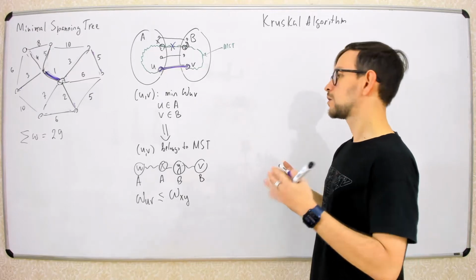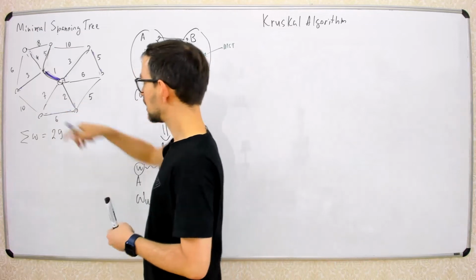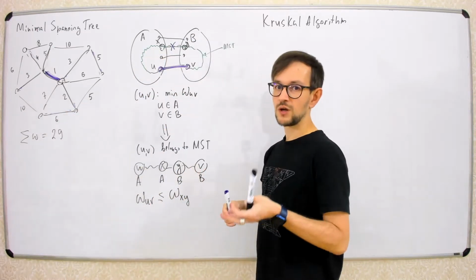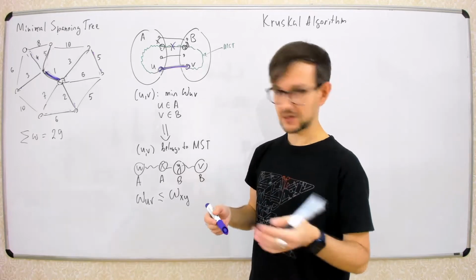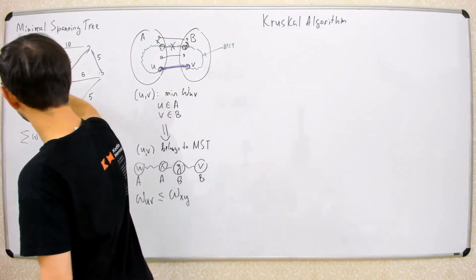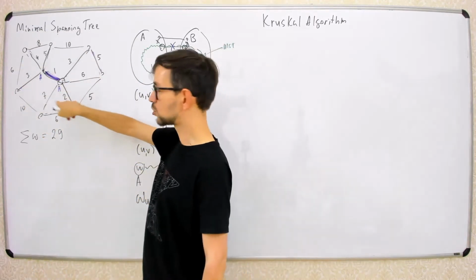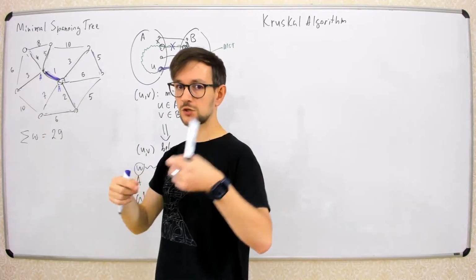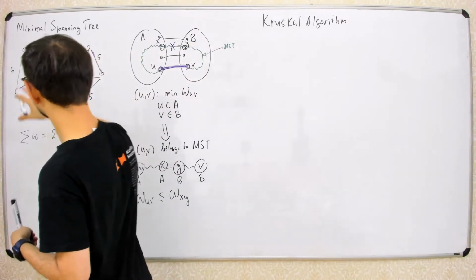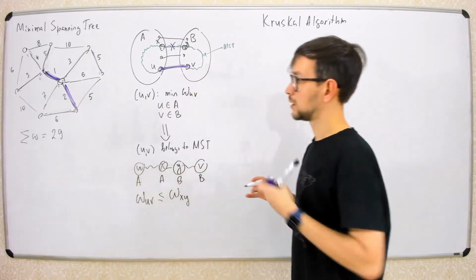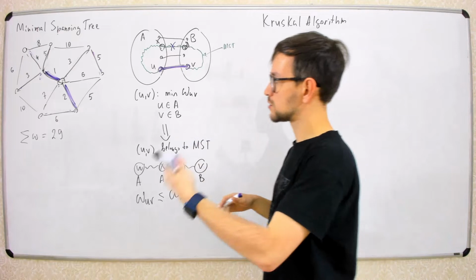That's all. Now let's take the next edge. It will be this edge 2. This edge 2 also should be in some minimal spanning tree. Why? Let's take a cut from these two nodes and everything else. So this edge 2 is the minimal edge in this cut, so it must belong to the spanning tree. And so on. Now each time we just look at the minimal edge and try to add it to our spanning tree.